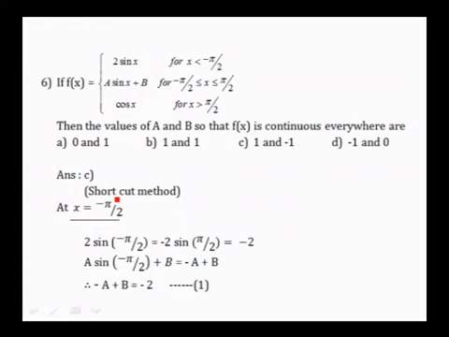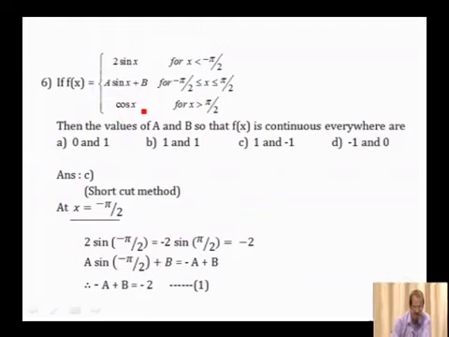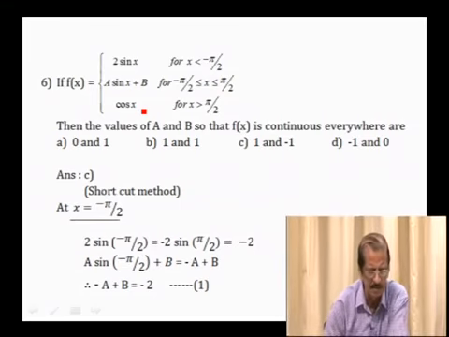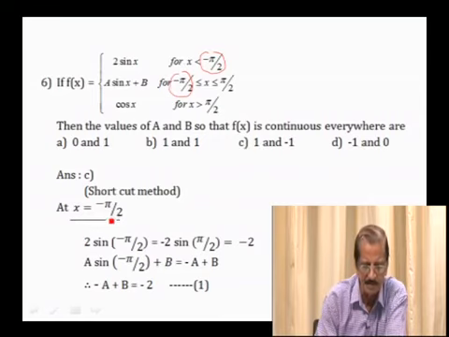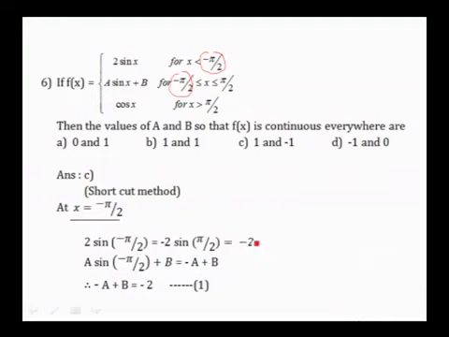Sixth problem, this is also a very interesting problem, because here you have got f(x) equal to 2 sin x, a sin x plus b, cos x. Whenever you come across such problems, don't try to just write LHL, RHL, etc. You have got a break at minus pi by 2. So put x equals minus pi by 2. 2 sin minus pi by 2 is equal to minus 2 sin pi by 2, which is minus 2.